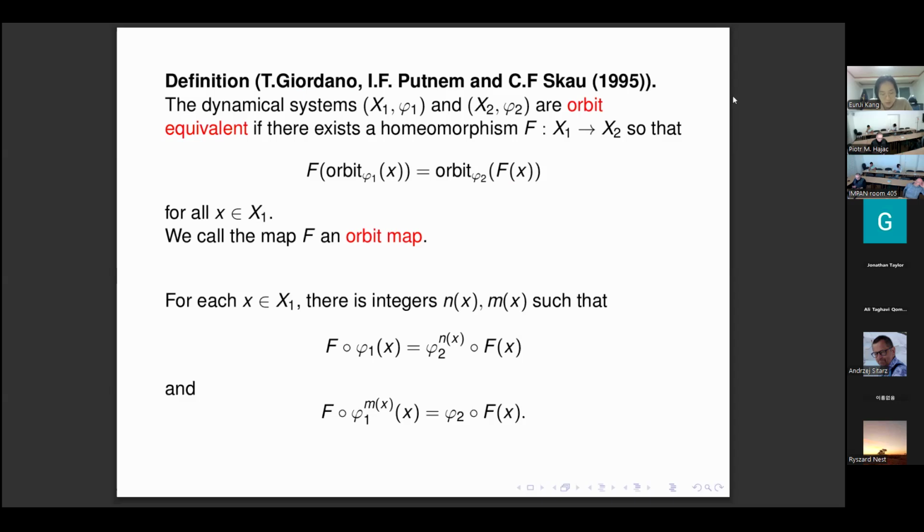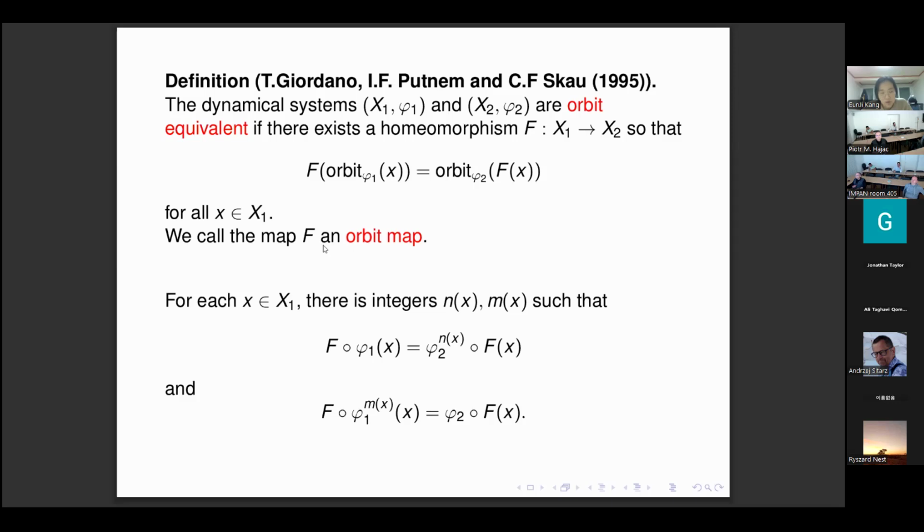So then we say that two dynamical systems are orbit equivalent if there is a homeomorphism F from X1 to X2 that matches orbits between the two systems, meaning that for every point x in X1, the entire orbit of x under φ1 is sent by F to the orbit of F(x) under φ2. We call such a map F an orbit map.